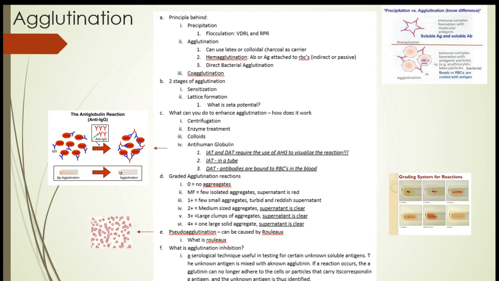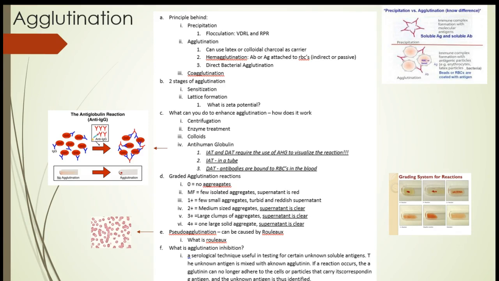First, you have to sensitize everything. Antigen and antibody have to bind. And then you have a lattice where all the antibodies start to intertwine and create that agglutination effect. Sometimes it's a difficult thing to do.